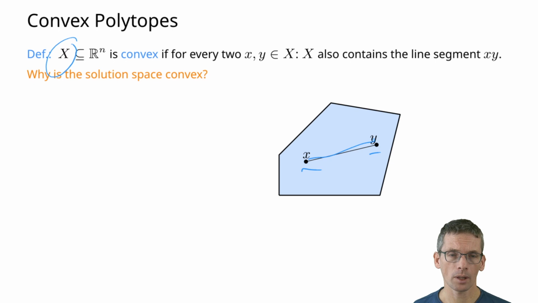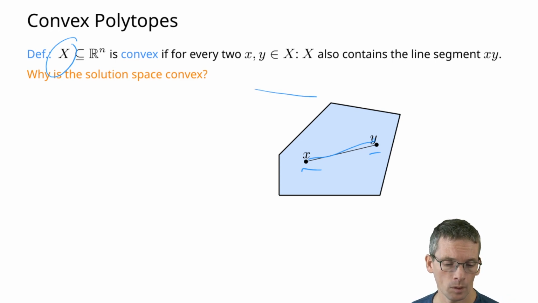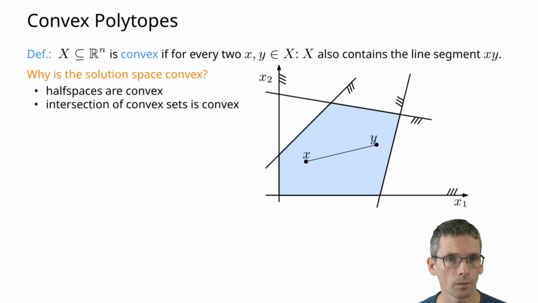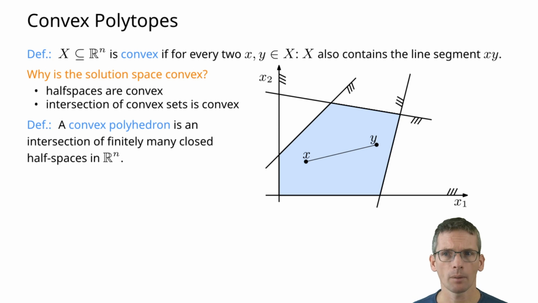In linear programming, each of the constraints, so let's say we have a linear inequality, gives us a half space. And we get here a half space. And a half space as such is convex. And the intersection of convex sets, and we get an intersection of half spaces here, is again convex. So that's why we know that our solution space is convex. And a convex polyhedron can be simply defined as the intersection of finitely many closed half spaces. So what we have here is exactly a convex polyhedron.